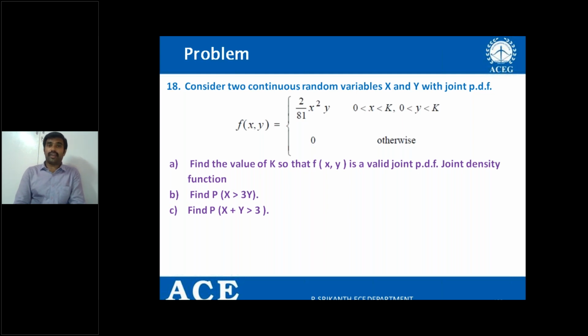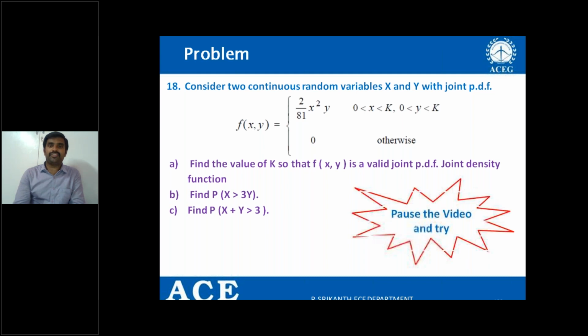What is the idea? What are you supposed to find? If the given function is a valid density function, you need to find out the constant value, and also you need to find two probabilities, right? Just pause the video and try to solve. Yeah. First, to find out the constant value, let us take the help of properties of density function.